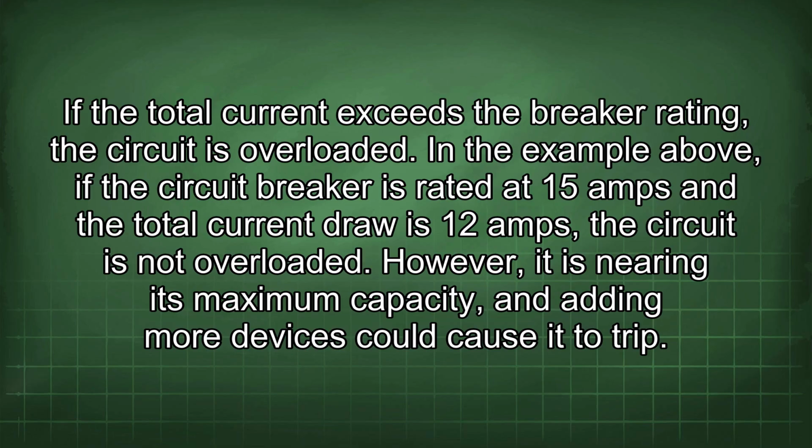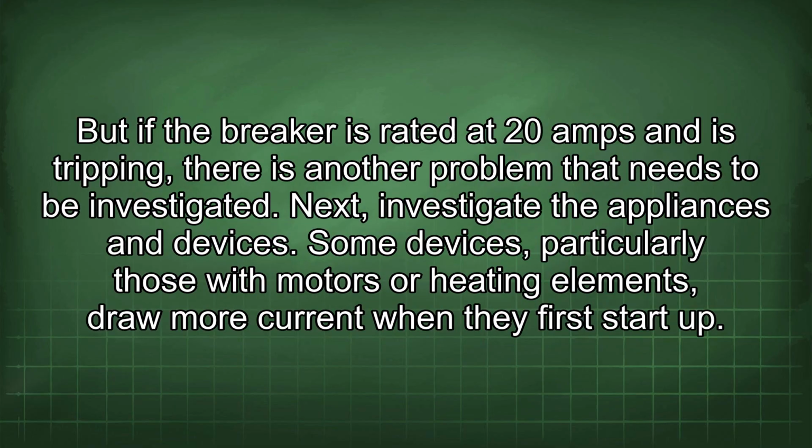If the total current exceeds the breaker rating, the circuit is overloaded. In the example above, if the circuit breaker is rated at 15 amps and the total current draw is 12 amps, the circuit is not overloaded. However, it is nearing its maximum capacity, and adding more devices could cause it to trip. But if the breaker is rated at 20 amps and is tripping, there is another problem that needs to be investigated.